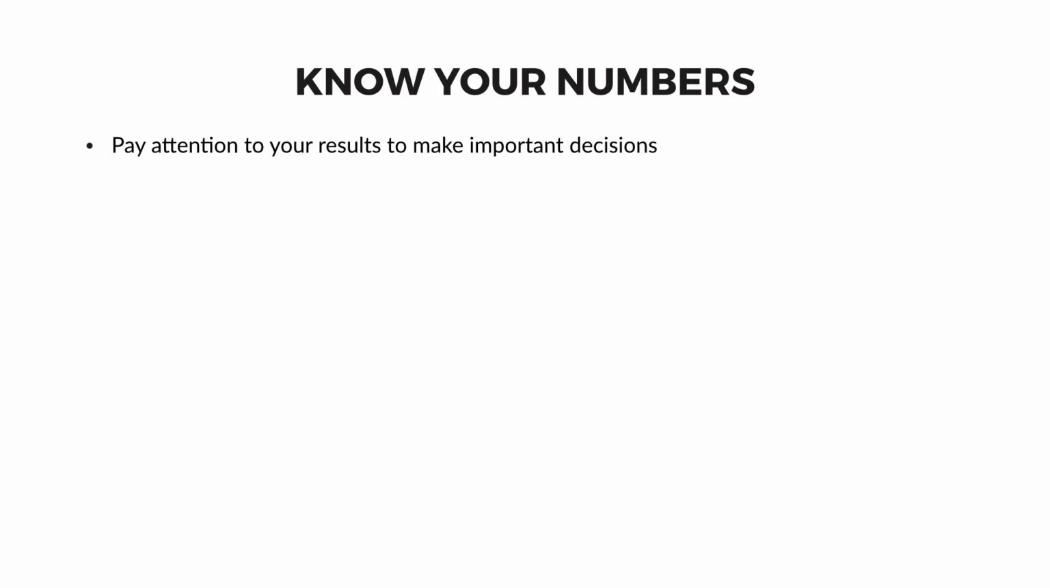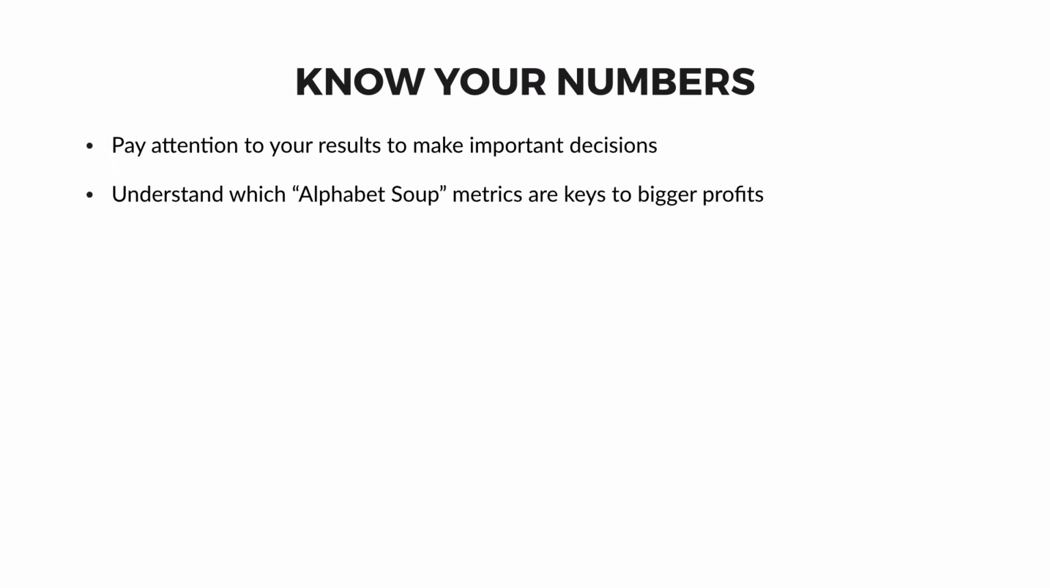In this module, I'll show you how to look at Facebook's reporting options so you know which metrics to pay attention to. Things like CPC, CPA, CTR, ROAS, it can be a real confusing alphabet soup. So put on your geek hat and let's get to know your numbers.